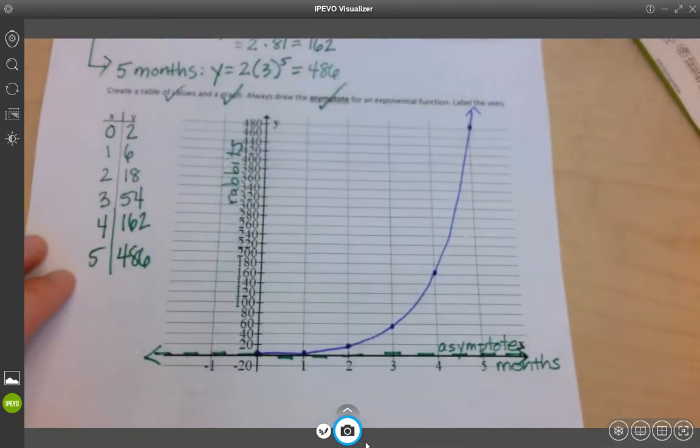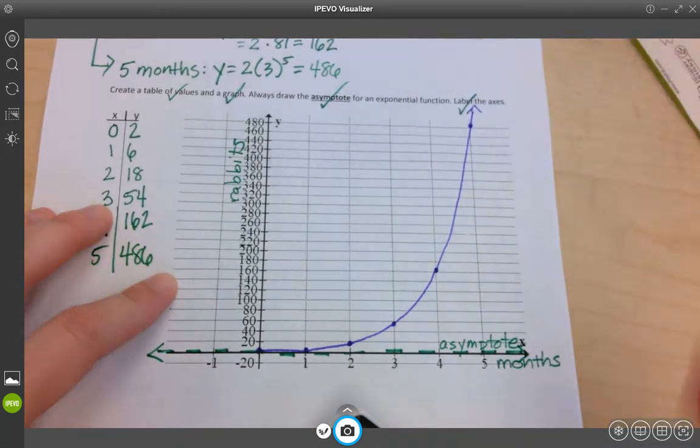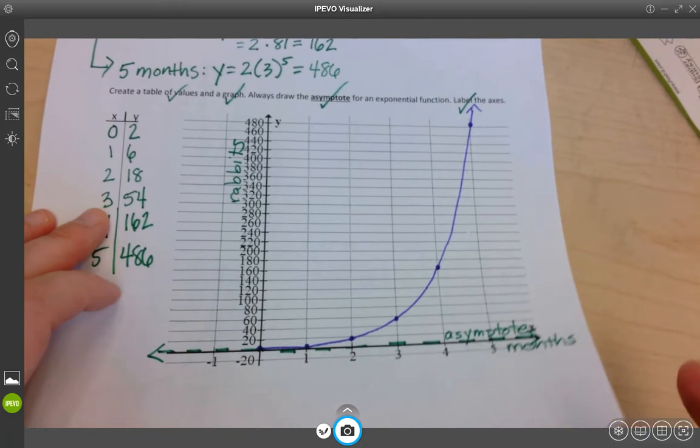Okay, and let me just give people a minute to catch up there, and then we'll look at the back. There's not too much to do on the back. I'm just going to cross off, label the axes because I did that, and I'm going to turn the page.